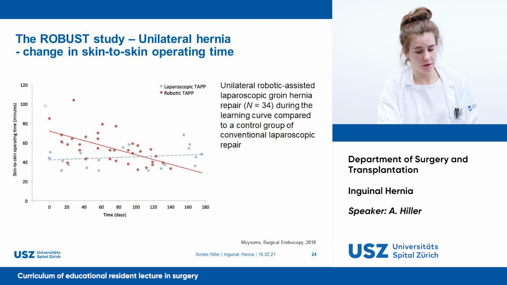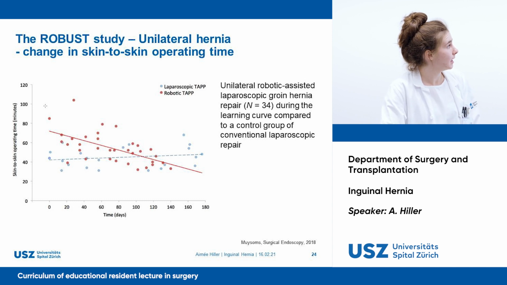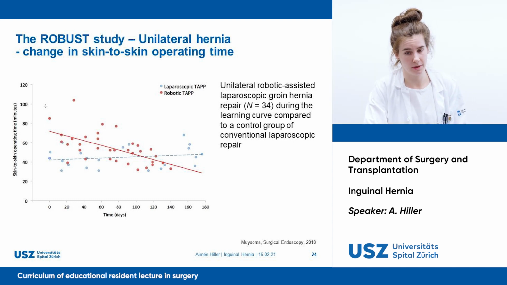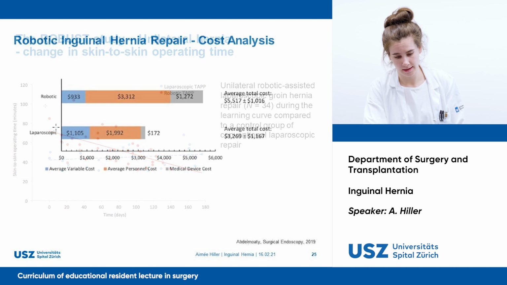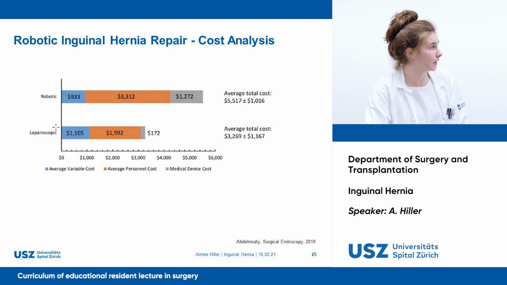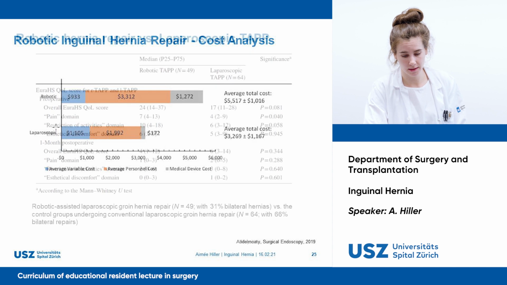The Robust study compared the laparoscopic TAP to the robotic TAP, and as we can see, at the beginning they almost needed double the amount of time to perform the procedure, but at the end it was even faster. But a limitation to the study is that the surgeon who performed the robotic TAP already was a skilled laparoscopic TAP surgeon. And just to illustrate the costs, the main difference lies in the medical device cost, which basically represents the purchase and maintenance of the device.